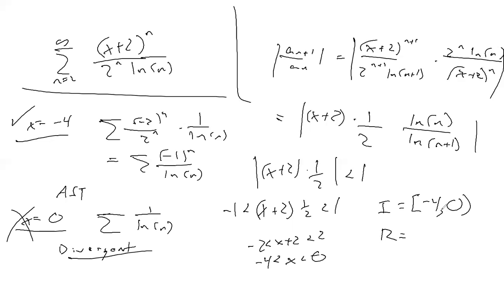What's the radius of convergence? I take the length of this interval, it's 4 units long, right? I divide that by 2 and I get 2. So my radius of convergence is 2.